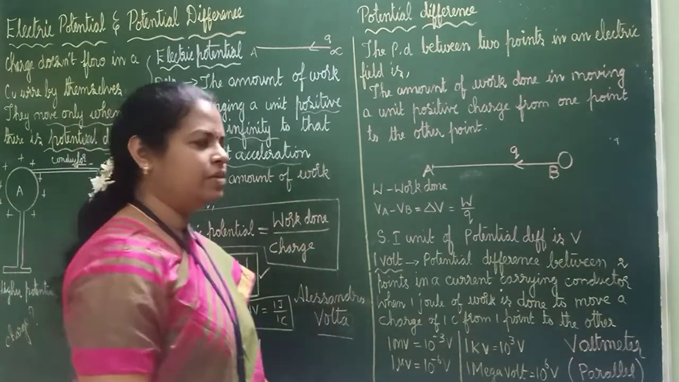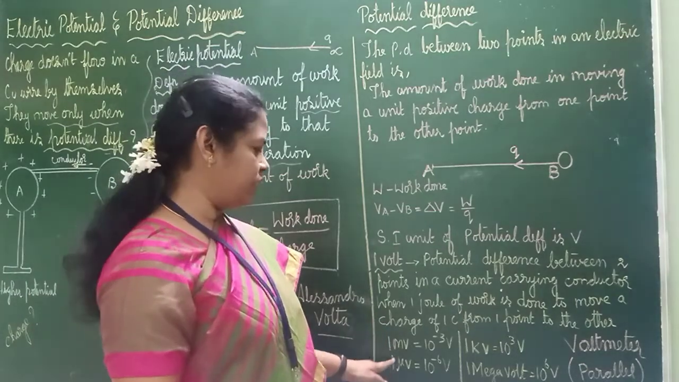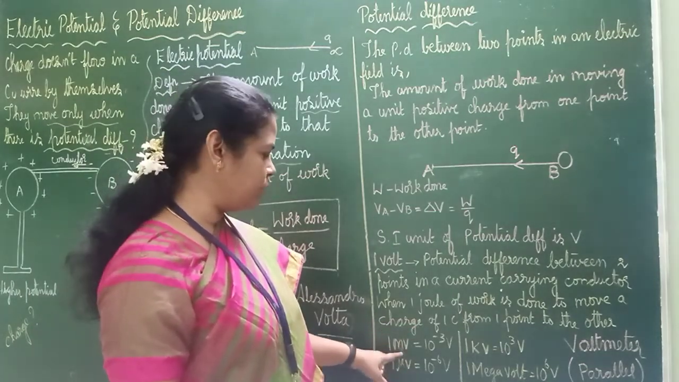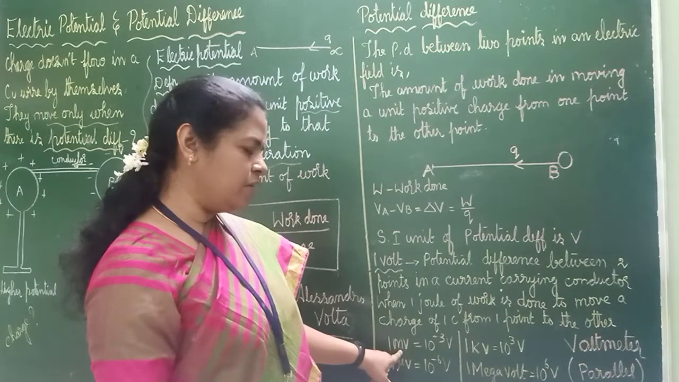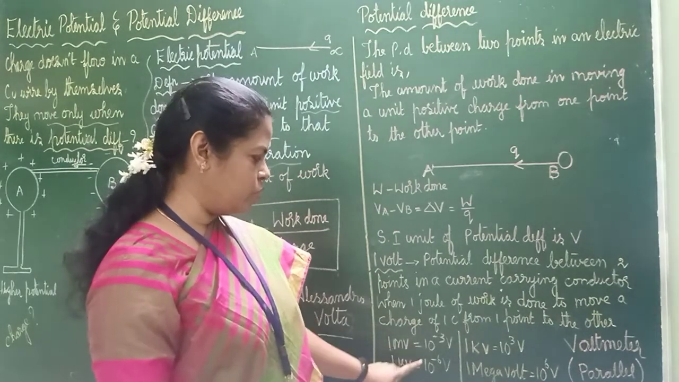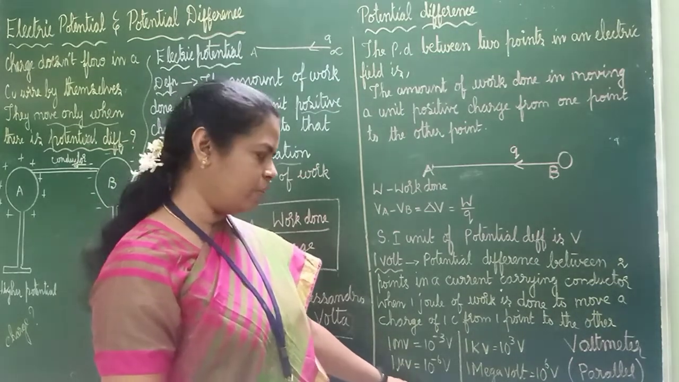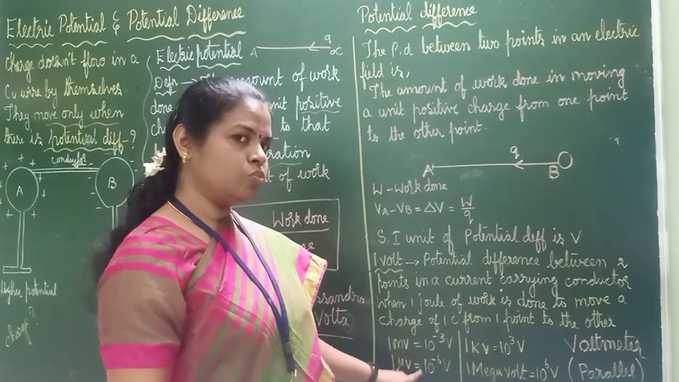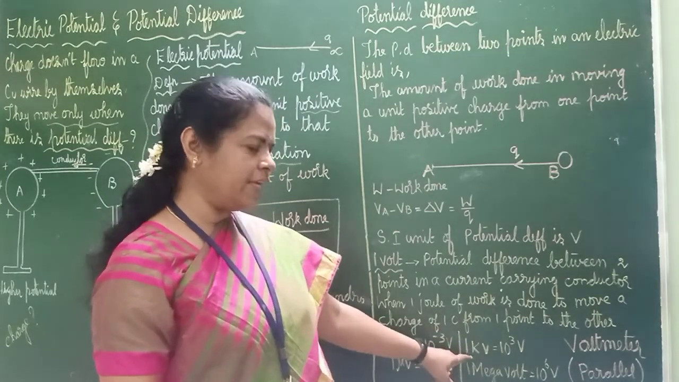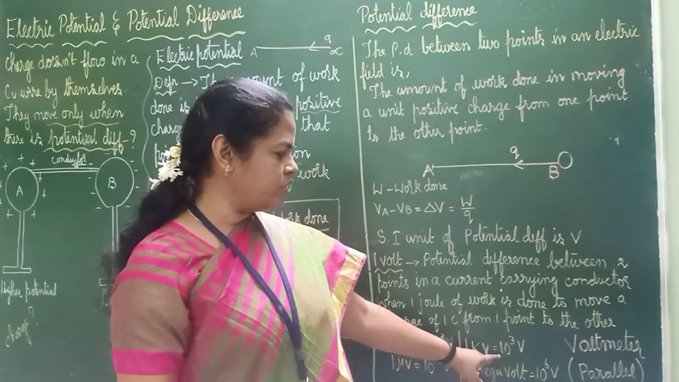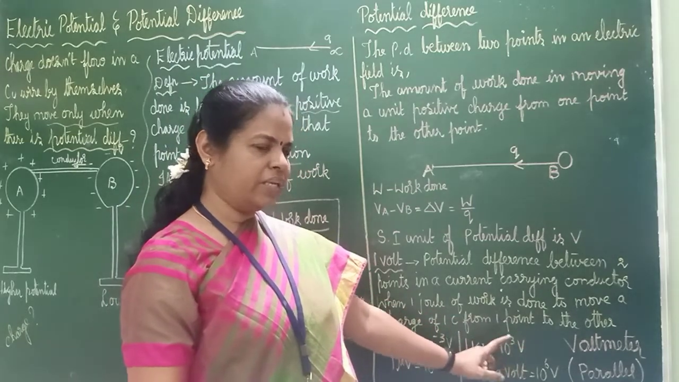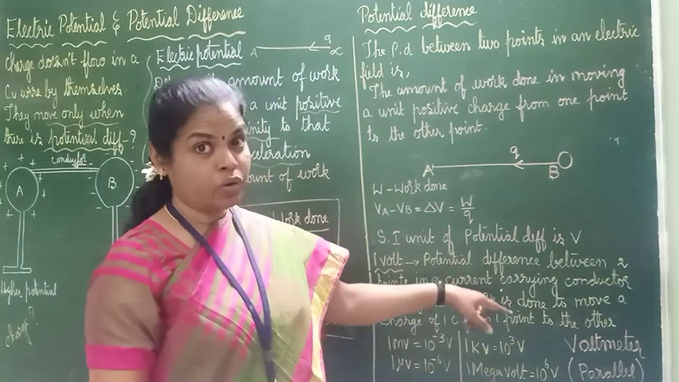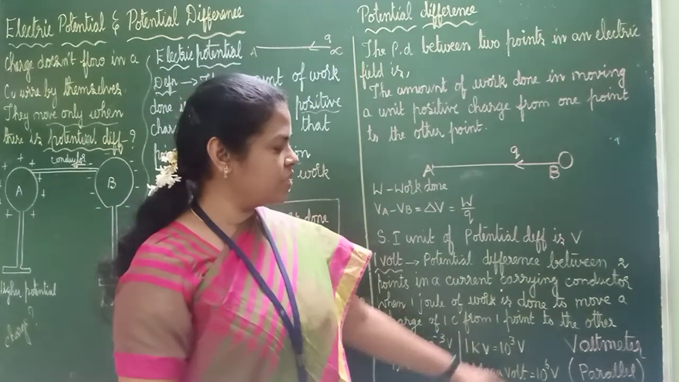Yesterday I said milliampere, microampere. Same way here, smaller units: 1 millivolt is equal to 10 power minus 3 volt. 1 microvolt is equal to 10 power minus 6 volt. If it is a bigger unit like kilovolt, 1 kilovolt is equal to 10 power 3 volt, and 1 megavolt is equal to 10 power 6 volt.